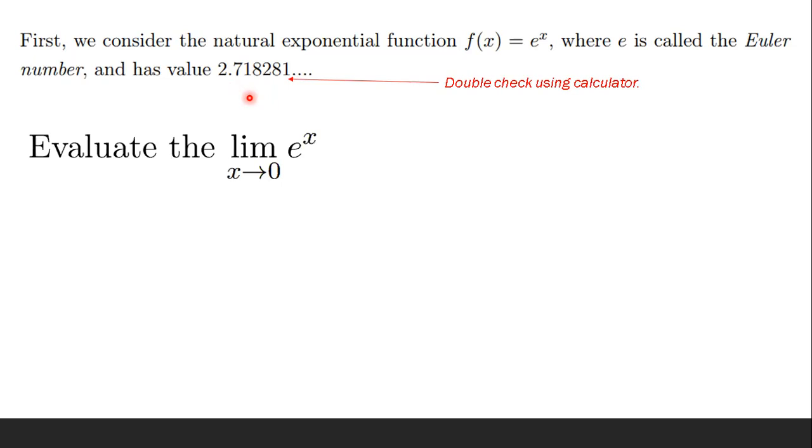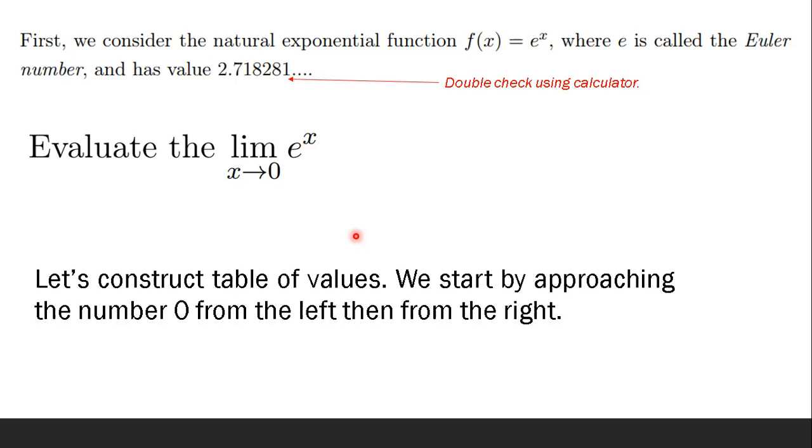Let's now evaluate the first limit. Given the limit of e to the x as x approaches 0, let's construct a table of values. We start by approaching the number 0 from the left, then from the right. Why are we going to approach 0? Since, as you can see here, the value of our c is equal to 0. Therefore, we approach 0 from the left, then from the right.